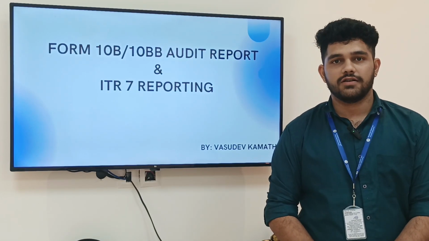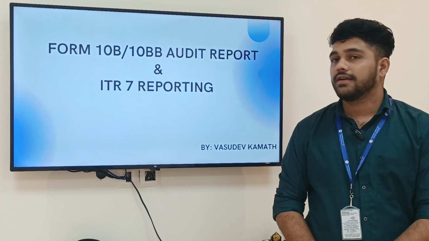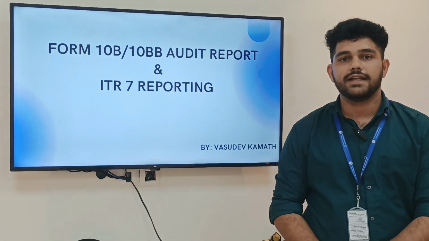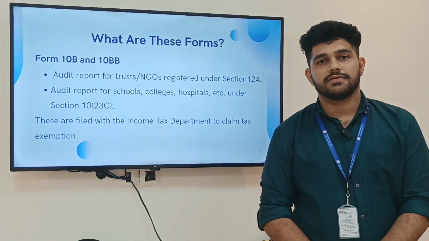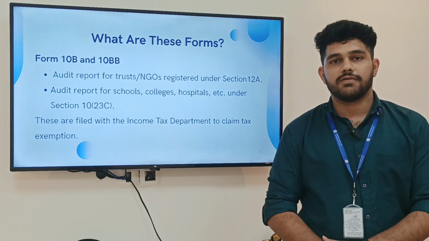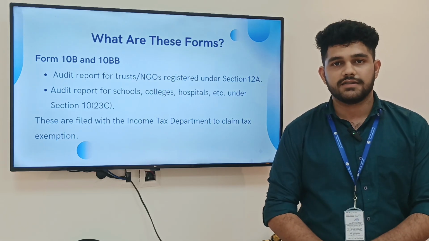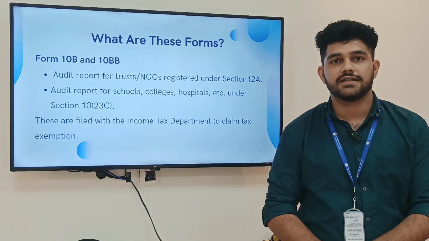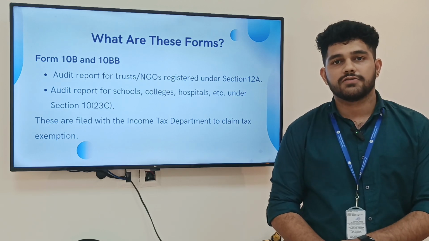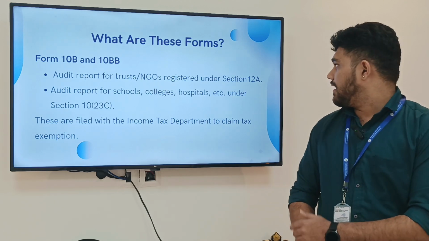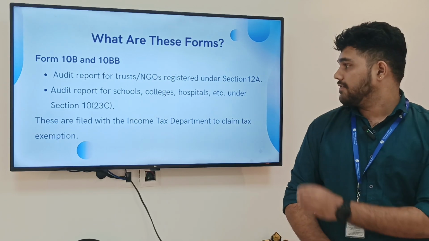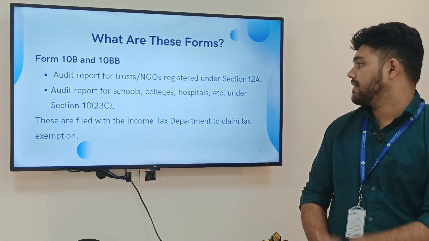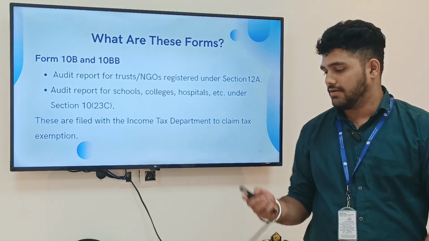Today I am going to present on the topic Form 10BB Audit Report and ITR-7 Reporting. So what are these forms? These are the audit report forms applicable for trusts and NGOs which are registered under section 12A, and for schools, hospitals, etc. under section 10(23C). These are the forms filed with the Income Tax Department to claim tax exemption.